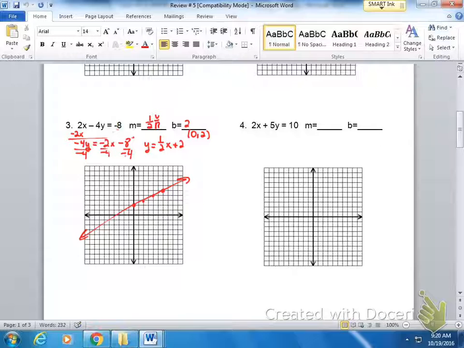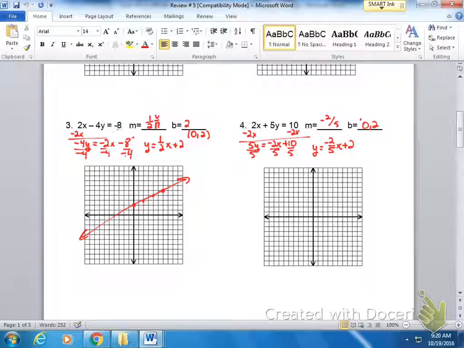We have to solve it for y first. So -2x on both sides. I end up with 5y equals -2x plus 10. Got it right that time. Now I need to divide everything by 5 and end up with y equals, well, I have -2/5, which can't be simplified, x plus 2. So my slope is -2/5, and my y-intercept is 0, 2.